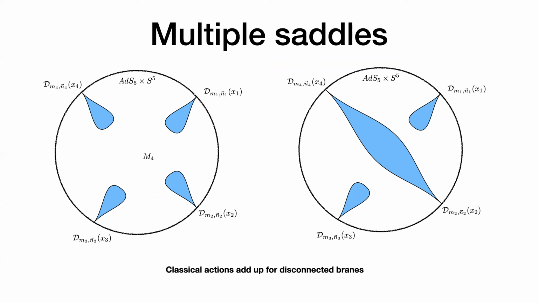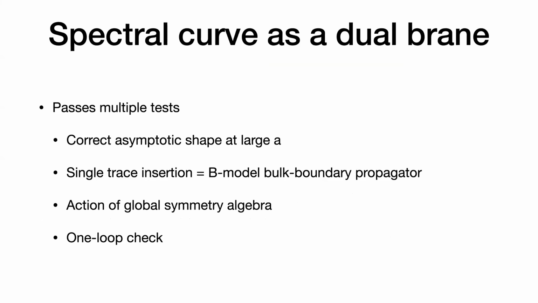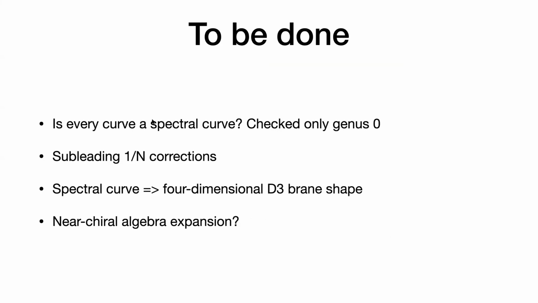So there are two questions one might ask. First, does every M4 represent a saddle in N=4 super Yang-Mills? Probably, but we don't know for sure until we check. And then, does every holomorphic curve represent some M4? In order to answer these questions, it would be nice if we could demonstrate that every holomorphic curve in SL2C with the correct boundary conditions is actually a spectral curve. We didn't manage to do that for a generic curve, but we checked it for genus 0 curves. So we checked it for every genus 0 holomorphic curve in SL2C.